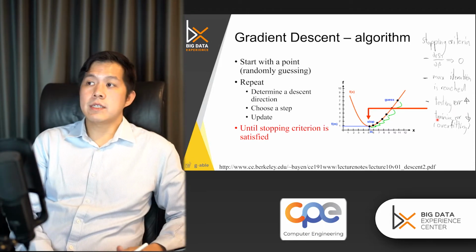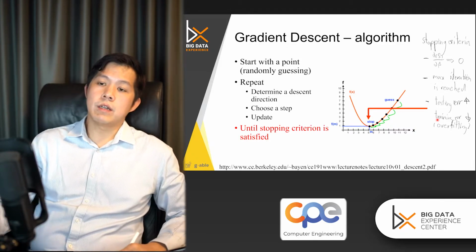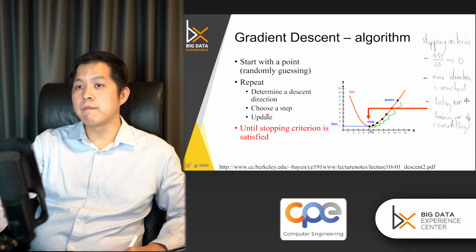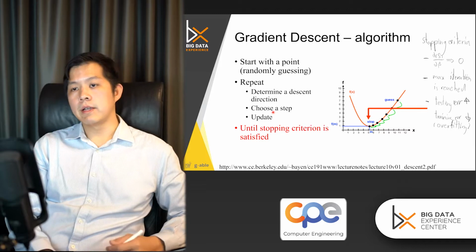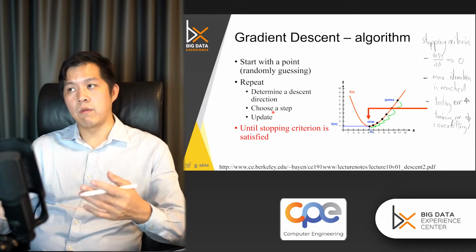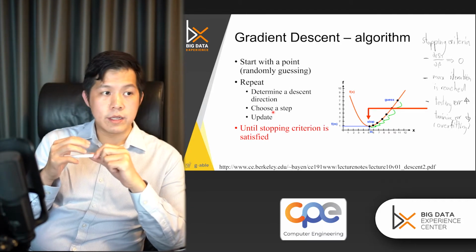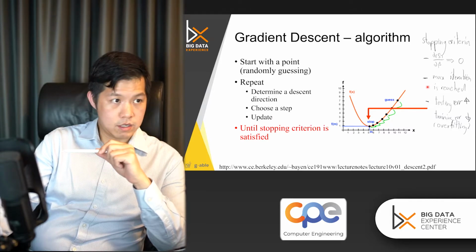Yeah, so these are the stopping criteria that can be used in order to stop the optimization, stop the loop. Right, so repeat until the stopping criterion is satisfied. It can be any of those. Mostly the one that is often used is the second one.